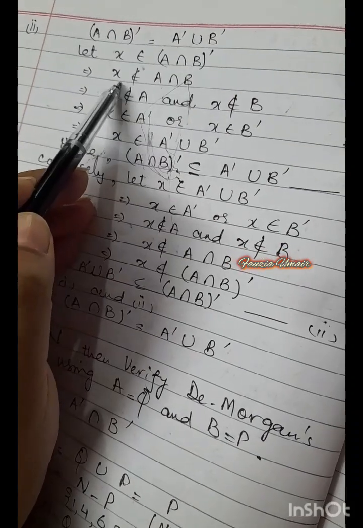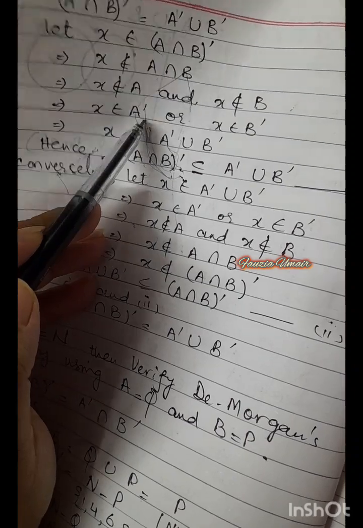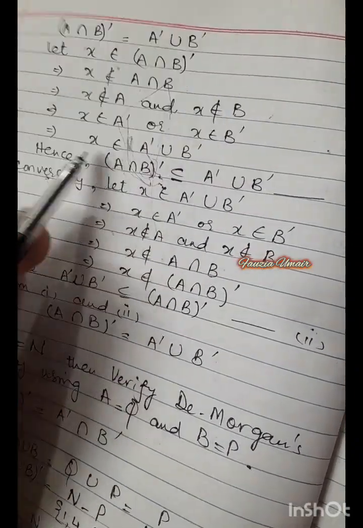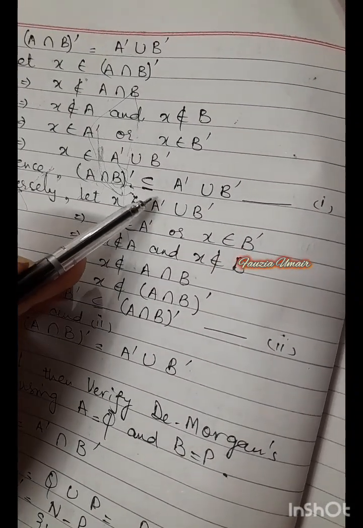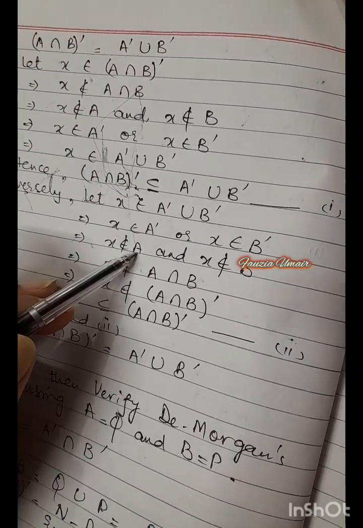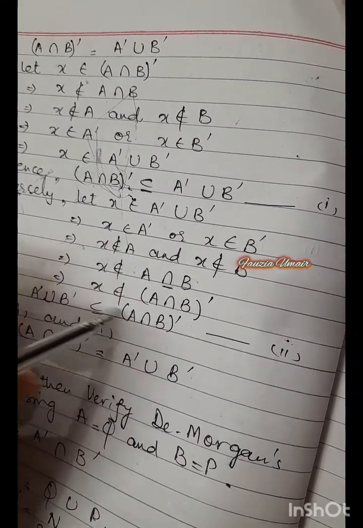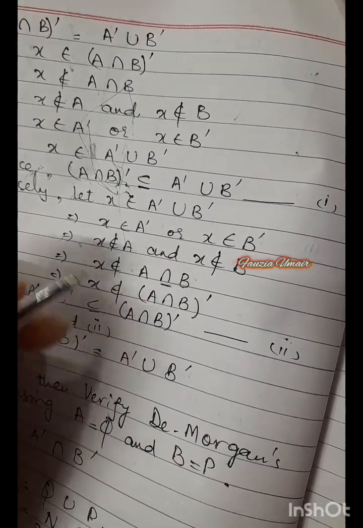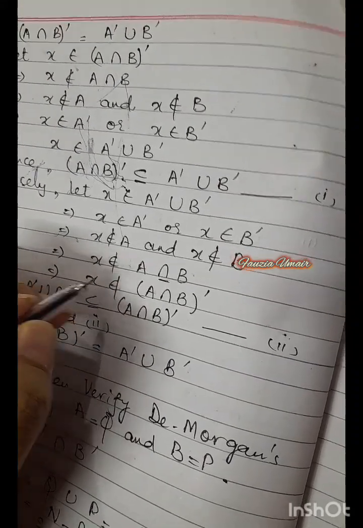You will take again X belongs to (A intersection B) whole complement, then you will follow the same steps. Here this is very important: X does not belong to A and X does not belong to B. So it means that either X belongs to A complement or X belongs to B complement. That's why the union is coming, because union means that the element is in any one of the sets. You can conversely prove also. Again from 1 and 2 we have proved that both sides are subsets of each other. This is only possible when they are both equal.